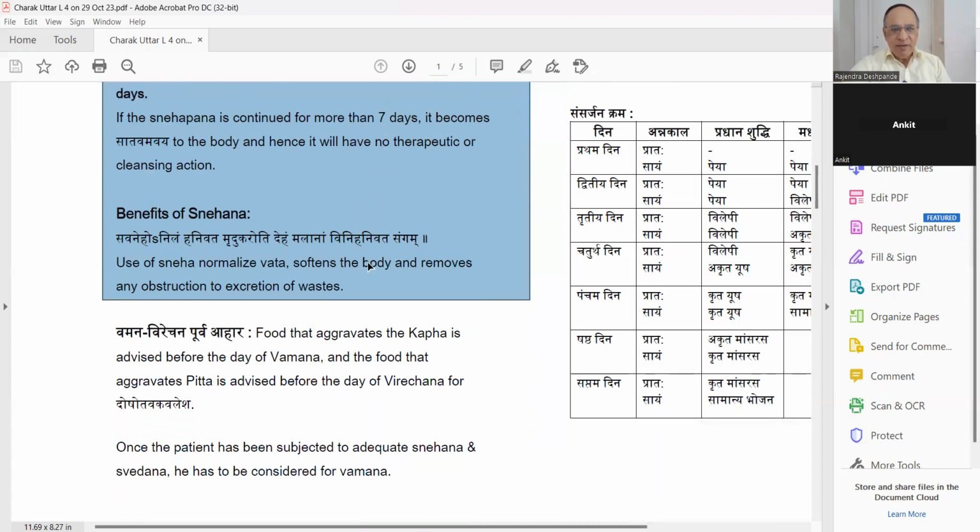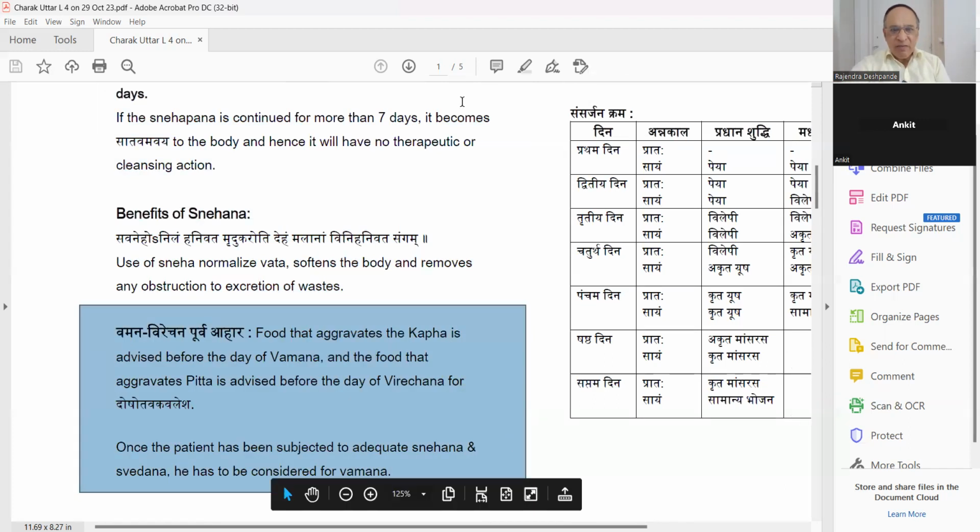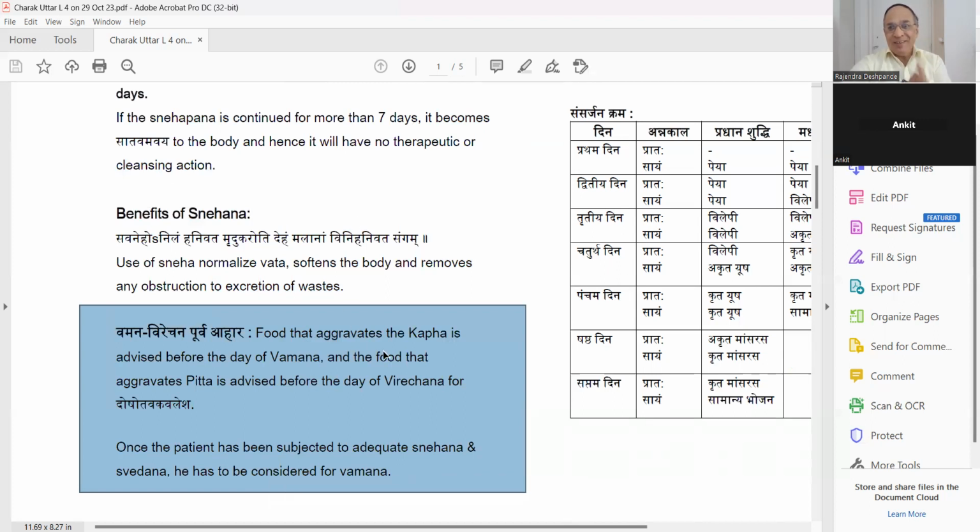Slowly and steadily, we will move the screen. Vamana, Virechana, Purva Ahara: before giving Vamana or Virechana, we have to increase the kapha. Very interesting. Sir, it is given to remove the kapha. Yes, my friend, but for removing, you have to create more stimulation and then kick it out. First, more kapha in the body.